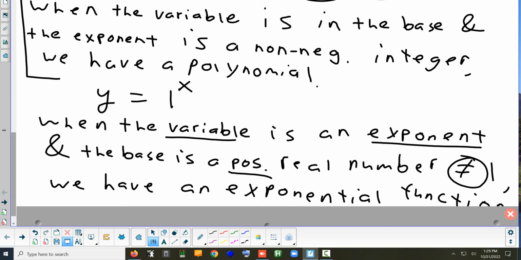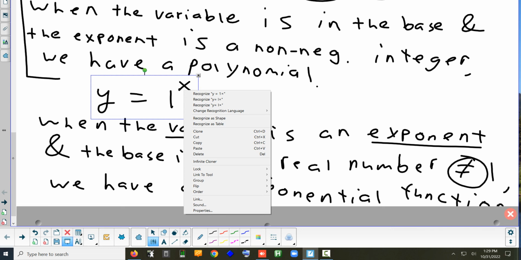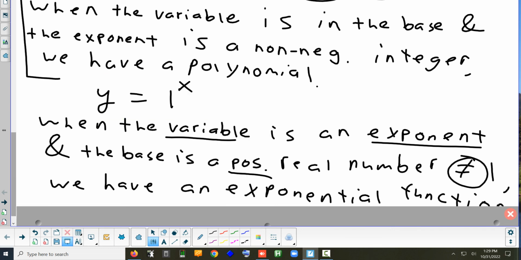Why do you think this would not be a polynomial? 1 raised to the x. Yeah? It would always be 1, right? 1 times itself 5 times. 1 times 1 times 1 times 1 is still 1. So if the base is 1, you're basically graphing something that's a straight line. That's not exponential. The base either has to be bigger than 1, or it could be between 0 and 1, but it cannot be a negative.